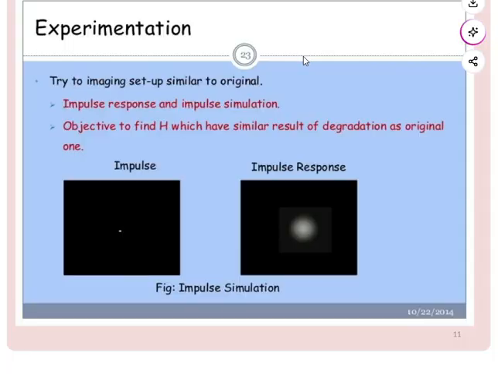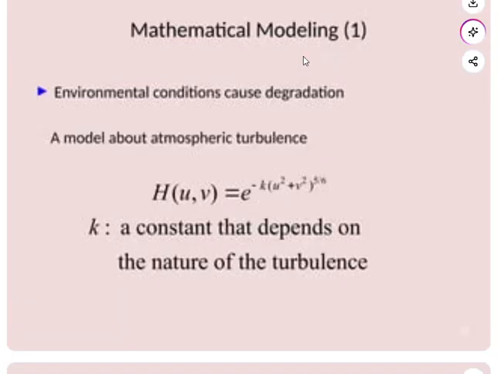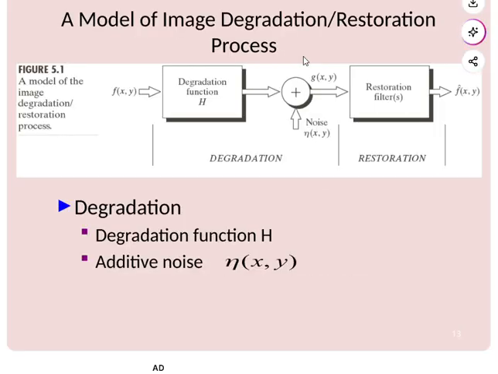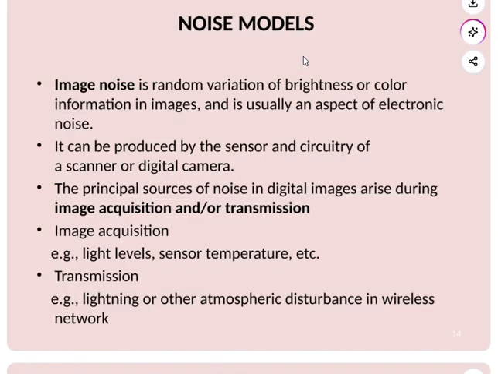Next is experimentation. We try to image a setup that is similar to the original one, and along with the impulse response and impulse simulation, we observe and find the value of h which gives a similar result to that of the degradation function and try to get the original image. The mathematical modeling is represented as h of u comma v is equal to e power minus k into u square plus v square, the whole to the power 5 by 6, where k is a constant that depends on the nature of the turbulence. Next, this we have already discussed. This is the model of image degradation or image restoration.